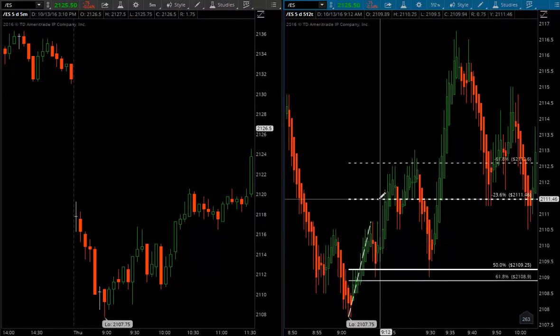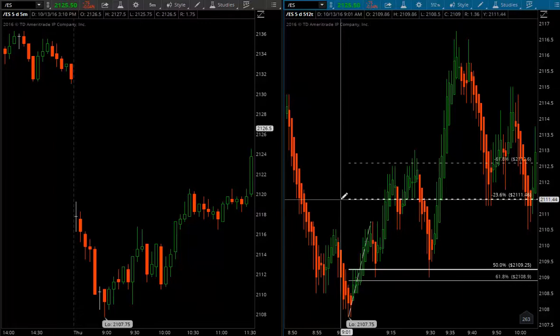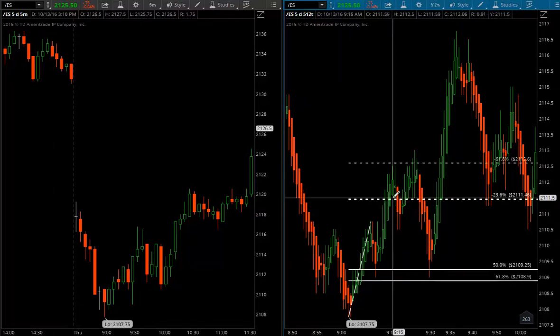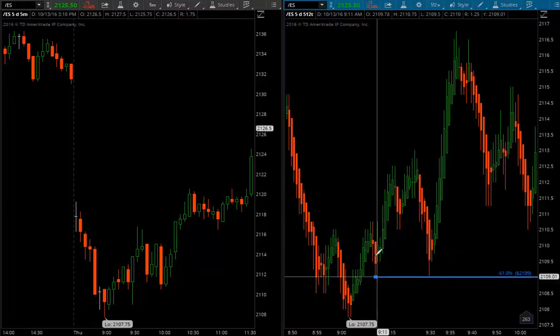And then you can take one contract or half of your contracts off at the target and then trail the second half or the second contract, and then continue to do that if you wanted to trade the series.